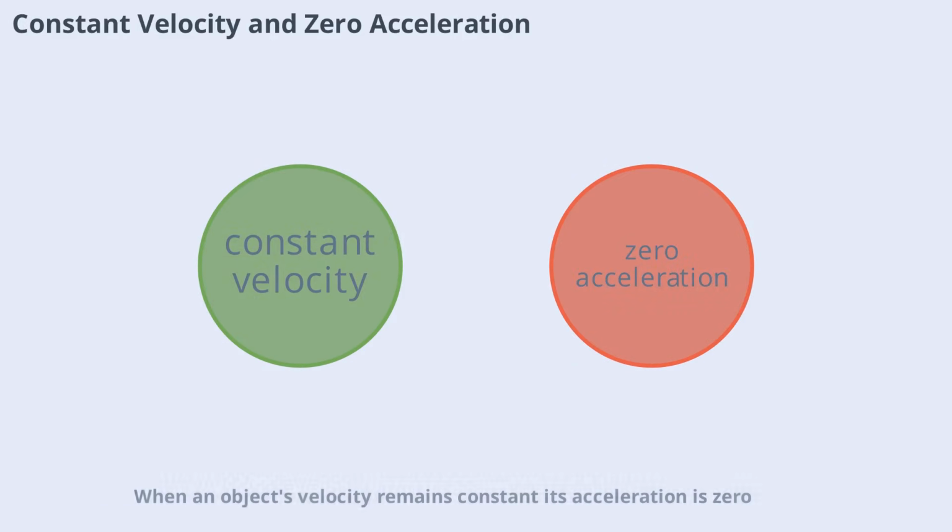When an object's velocity remains constant, its acceleration is zero. This means there is no change in speed or direction. In human movement, maintaining constant velocity is rare, as most activities involve starting, stopping, or changing direction. However, understanding this concept is important for analyzing steady-state activities like walking or cycling at a constant pace.